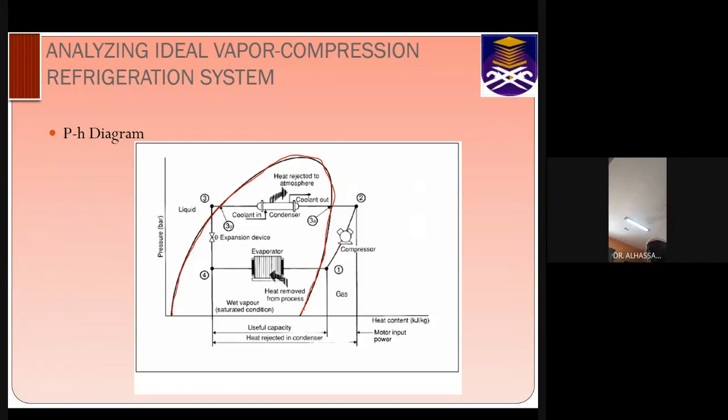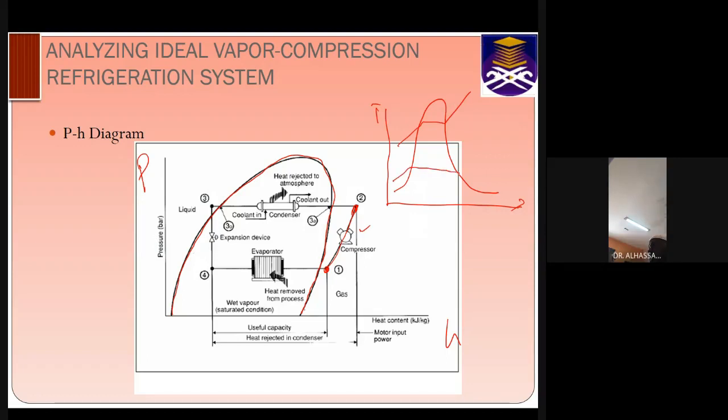Then we have state 1 somewhere here. So this is state 1. The fluid is compressed in the compressor from state 1 all the way up to state 2. So you see that here there is an increase. So be careful. This is the pH diagram, the pressure and enthalpy diagram. This is different from the TS diagram. So the TS diagram is this. In the TS diagram we have this.